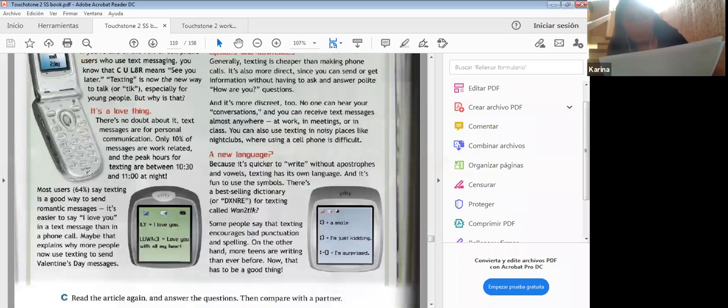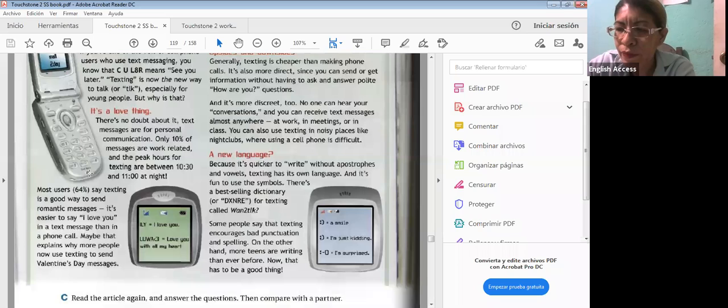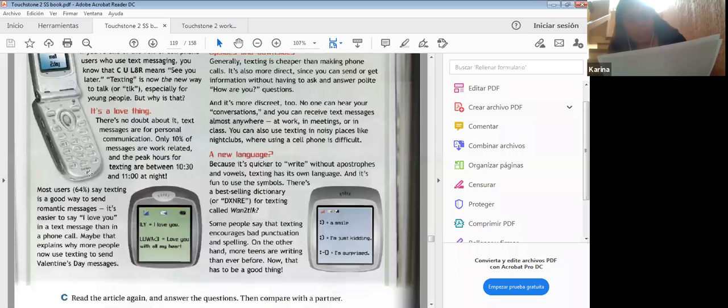Most users, 64%, say texting is a good way to send romantic messages. It's easier to say I love you in a text message than in a phone call. Maybe that explains why more people now use texting to send Valentine's Day messages.